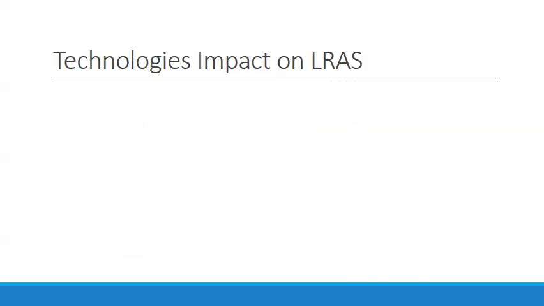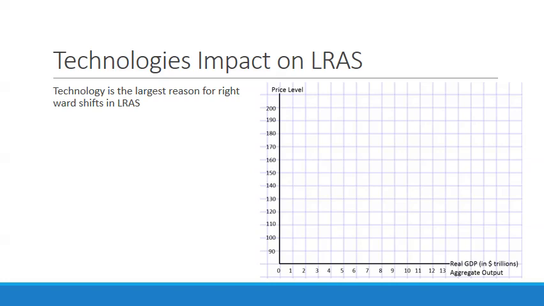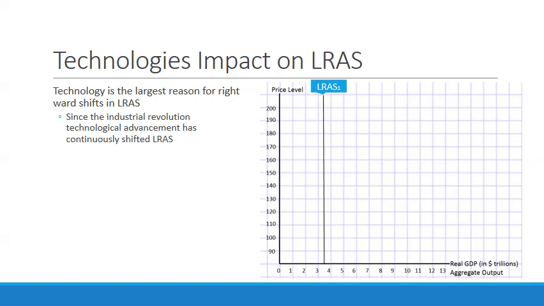More important than natural resources, though, is technology's impact on the long-run aggregate supply. It's the largest reason for that rightward shift. When we look at long-run aggregate supply, since the Industrial Revolution, technological advancements have continuously increased this shift. So to give you an idea, let's say here's the long-run aggregate supply before the Industrial Revolution. Well, when steam engines were developed, then we see an increase. The reason, of course, is that the engines allowed us to automate a part of the work. And all we had to do was create plants along the riverways.